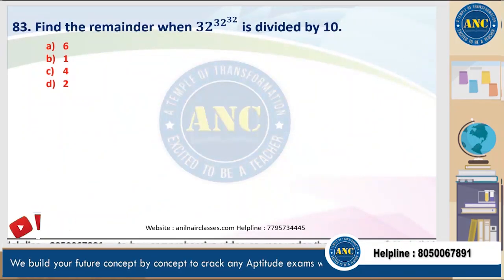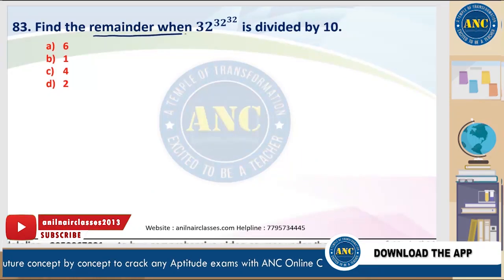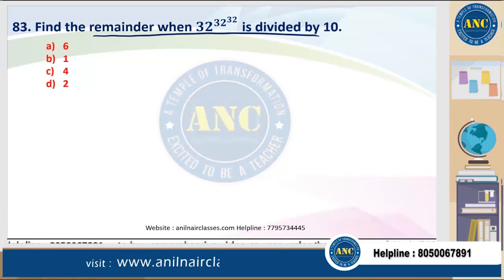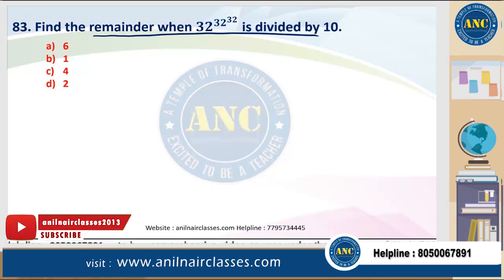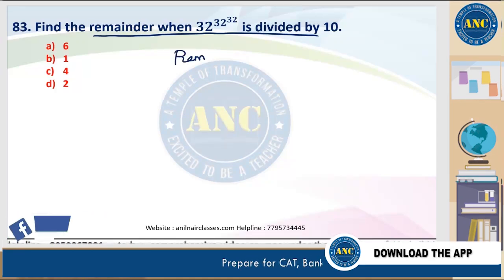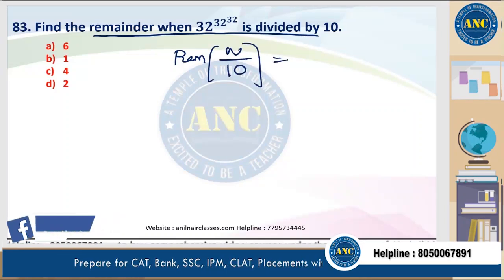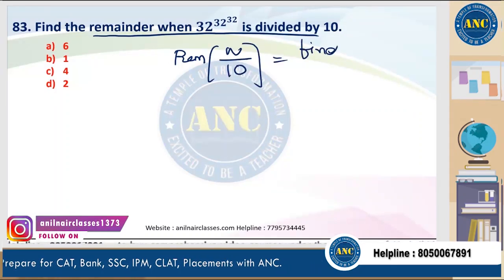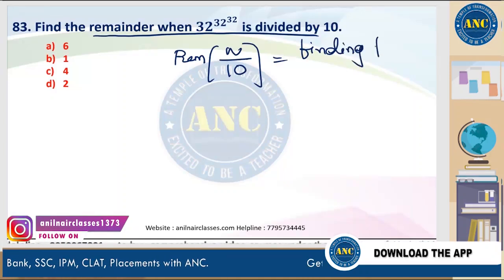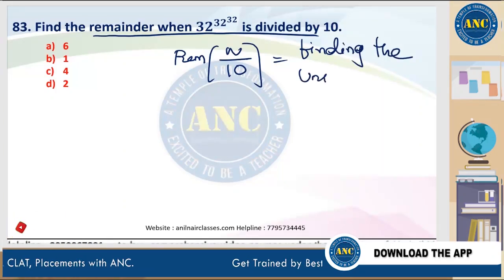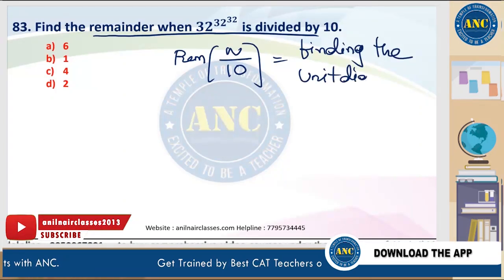Next one. Find the remainder when 32 power 32 power 32 is divided by 10. It's an easy question. Please write down. When any number is divided by 10, it is nothing but finding the unit digit of a number.